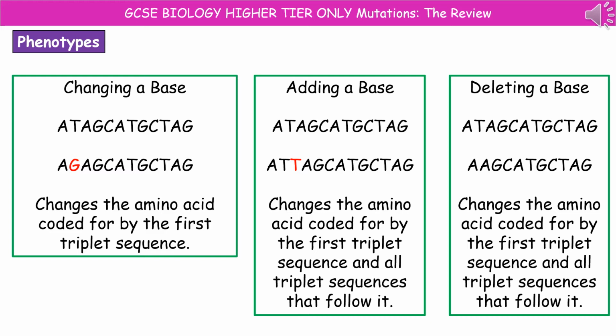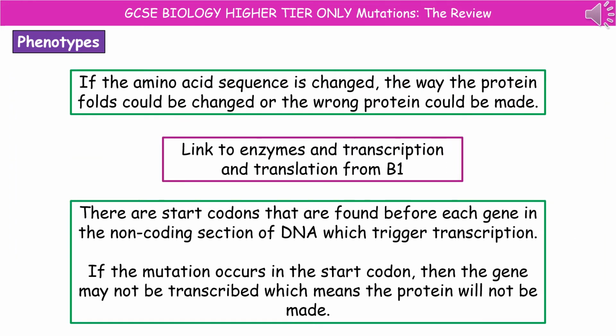And if we delete a base, it changes the amino acid coded for by that sequence and then all the triplet sequences that follow it as well. So changing a base only affects one amino acid, but adding or deleting affects many more. If we've changed the amino acid sequence, then the way the protein folds could be changed, or we can actually just make the completely wrong protein. So do remember this links back into our work that we did on enzymes, transcription and translation from B1.